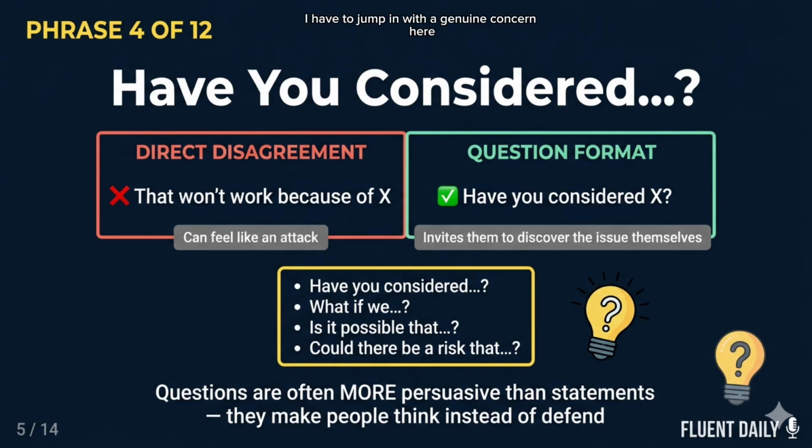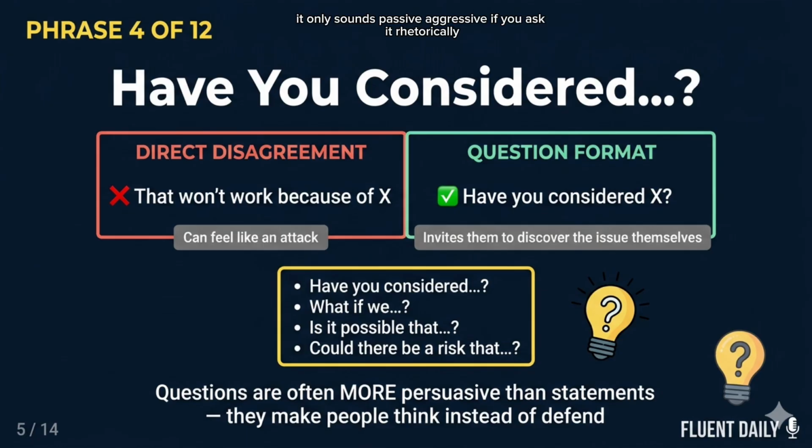But wait, I have to jump in with a genuine concern here. Go for it. If I use a question to disguise a disagreement, won't a smart manager just see right through that? It feels like it runs the risk of sounding incredibly passive-aggressive if they know I'm just using a tactic. That is a really sharp observation, actually. And it really all comes down to your tone. Tone, okay.